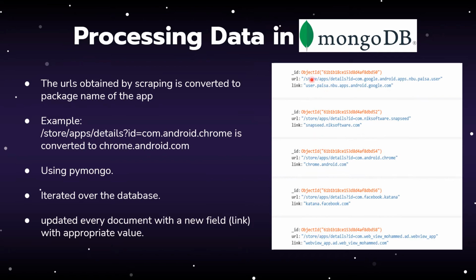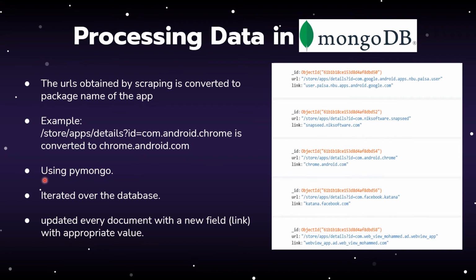For example, there's an object ID given with the URL, and here this application is called Pesa user. So the link here is then converted to user.pesa.nbu.apps. In the second example, we are using the Snapseed application. The object ID is delivered to it, and then the URL is also decoded. After that, it is directly linked to its APK, snapseed.nicksoftware.com. So in this way, all the applications which have been scraped are used to process the data, and all this data is directly stored in MongoDB.